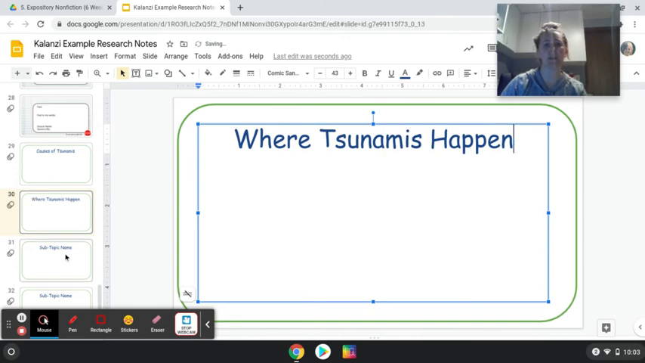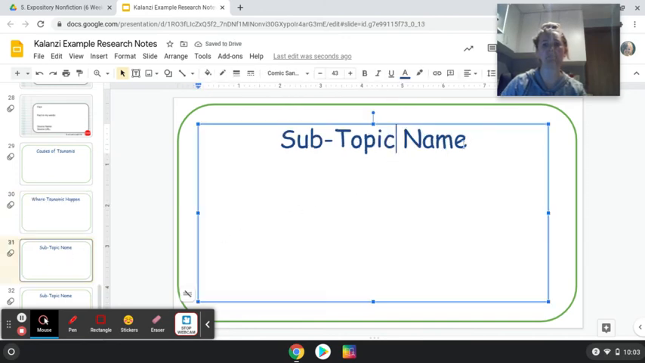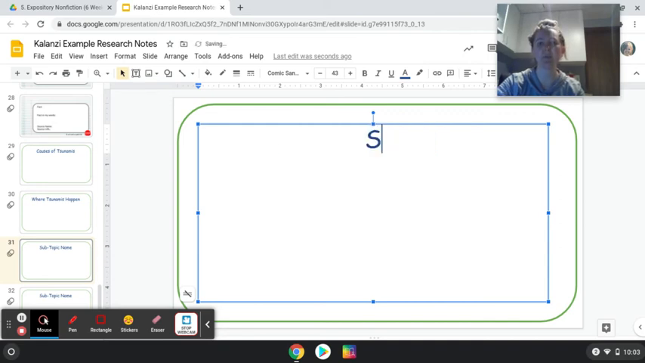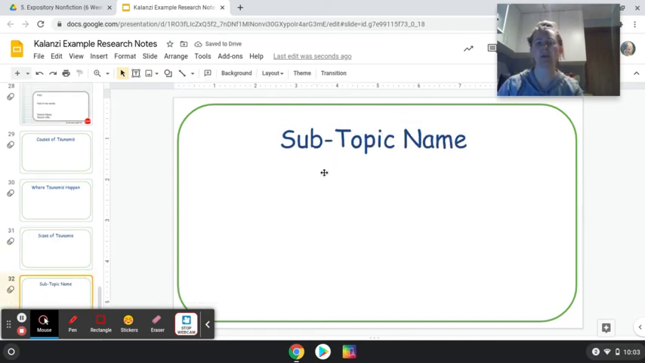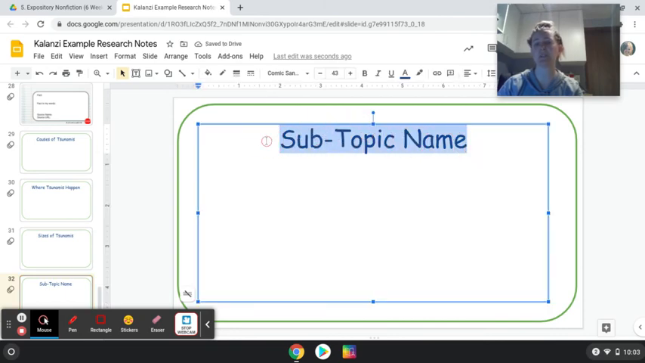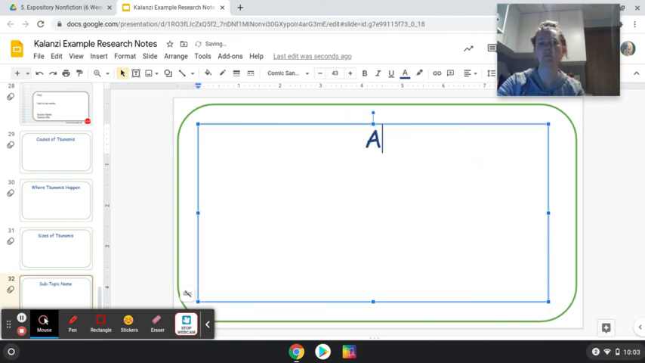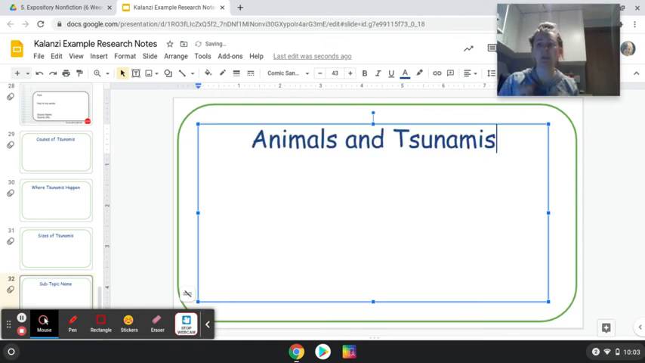And then my next topic might be, let's see, I had talked about how fast they can go and how big they can be. So I might put sizes of tsunamis. And then I had also talked about how animals can sense when a tsunami is coming. So I might put animals and tsunamis. And those might be my categories. So then what I'm going to do is I'm going to have 4 of these. Now, I don't want to make any more than 4. I actually want to keep it with 4.